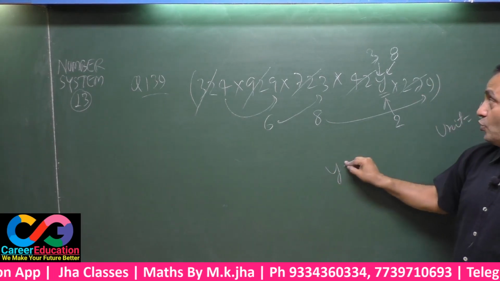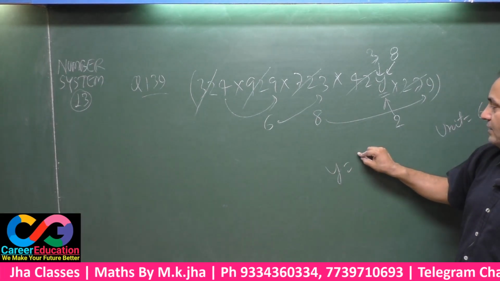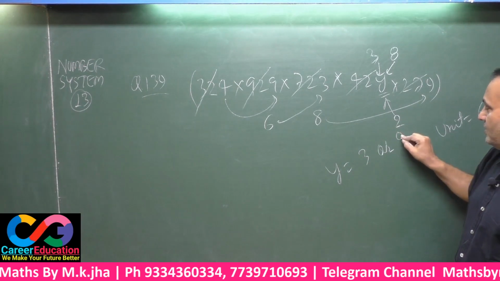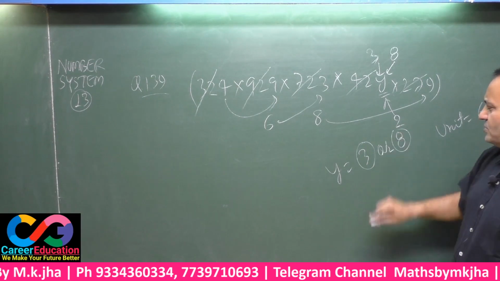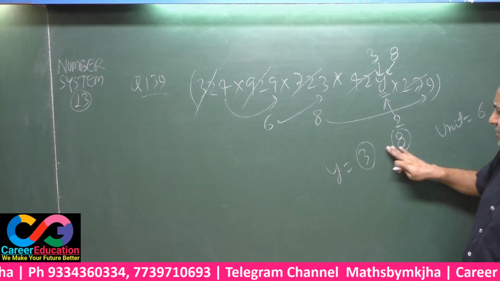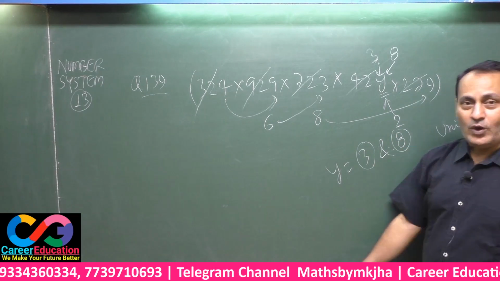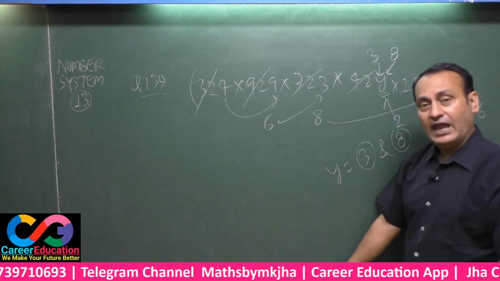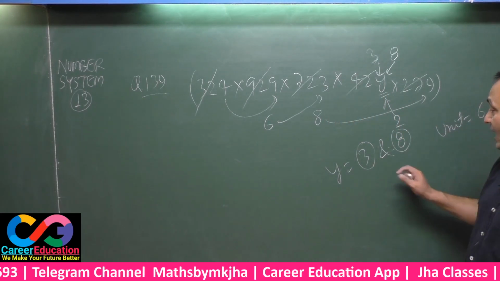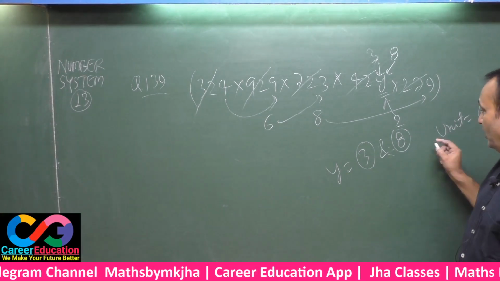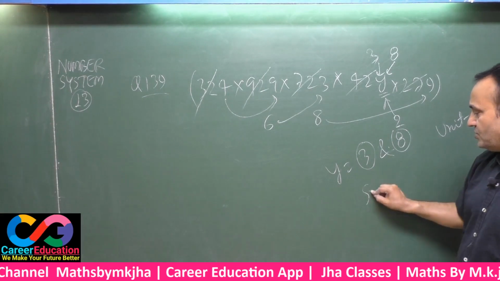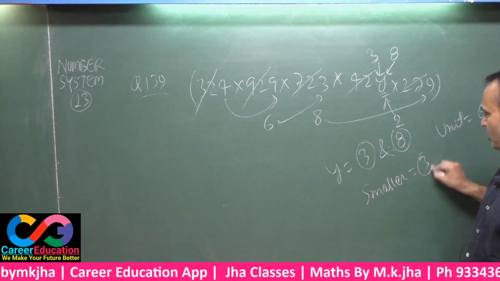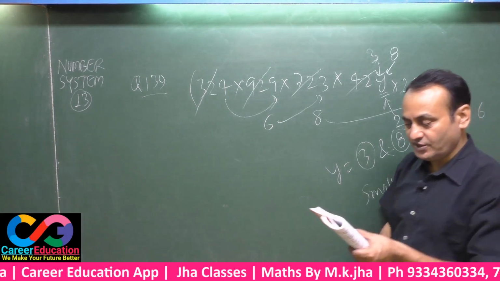That means you got the values of y. These are either 3 or 8. Y can be replaced by 3 and 8 as well. Now you have to pick up the smaller of these. The smaller is 3. Now your final answer is 3. Note down.